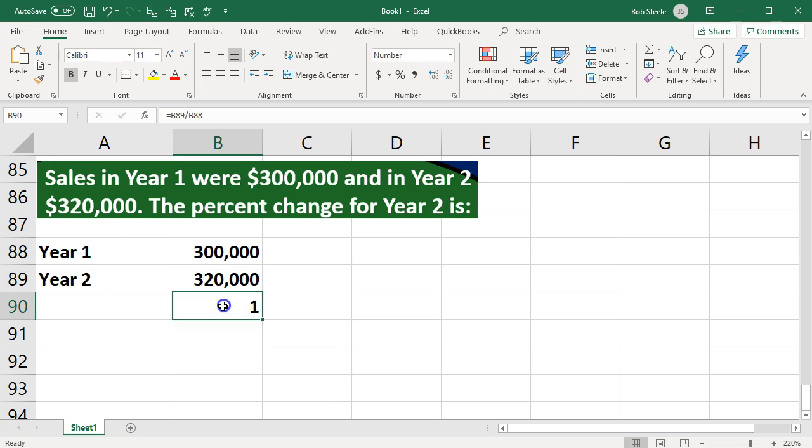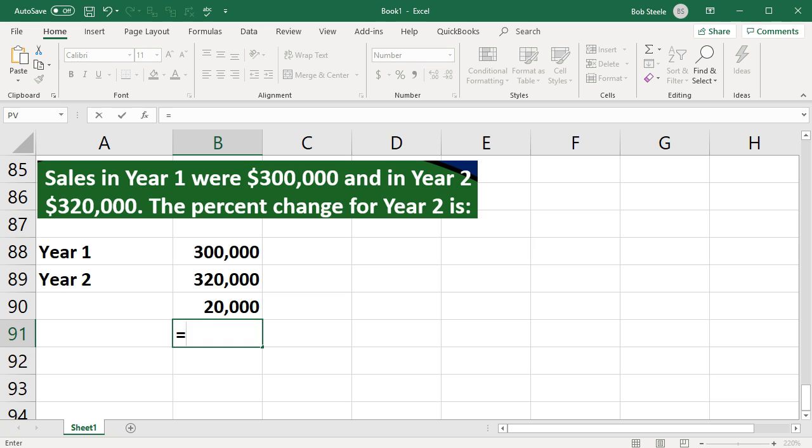Whoops, I divided it. Here's year two minus the year one. That's, of course, the 20,000. And then we want the percent change. Now, the trick on the percent change is that we want to take the change that we have, the 20,000, and divide it by not the current year, but the prior year, that being the base year, and enter.